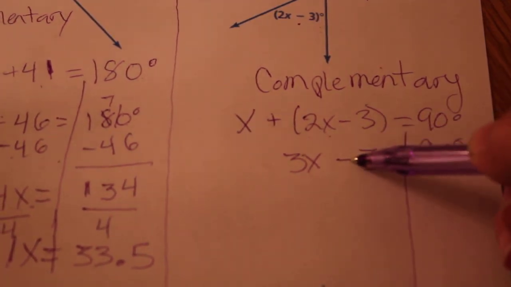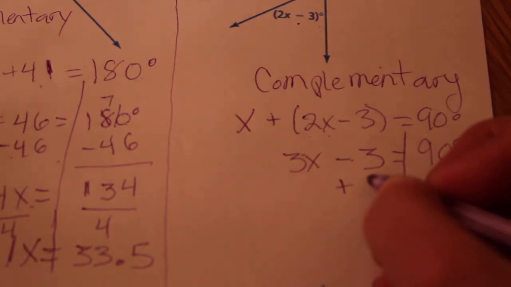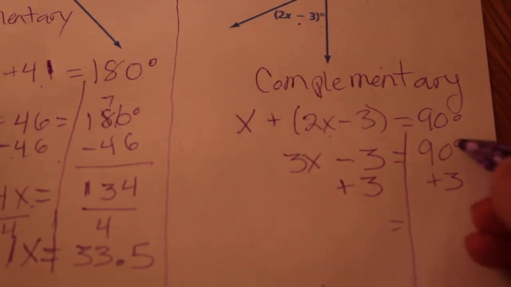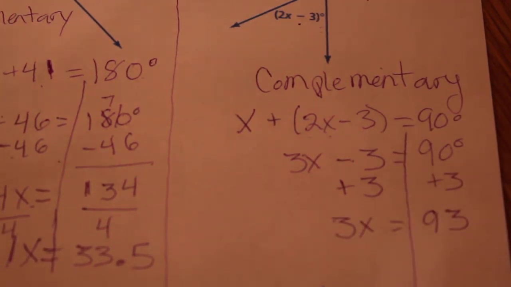You do the inverse of what you see. The inverse of subtraction is addition. So we're going to add 3. 90 plus 3 gives me 93, equals 3x. I need to carry that 3x down.